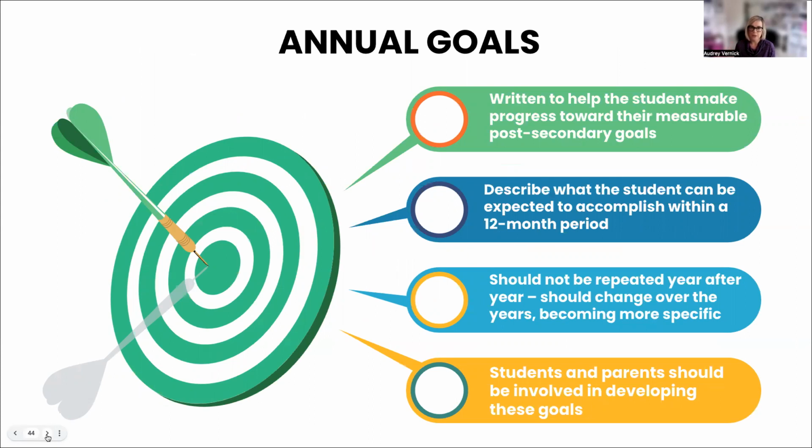They tell us what the student's going to do in the next 12 months to move in that direction. These goals should not be repeated year over year. If goals are being repeated, that's a huge red flag. What is wrong with my child's IEP that they're not making progress on their goals?